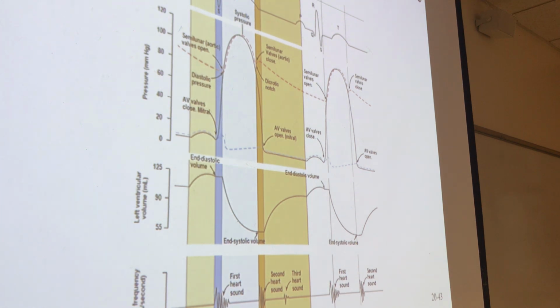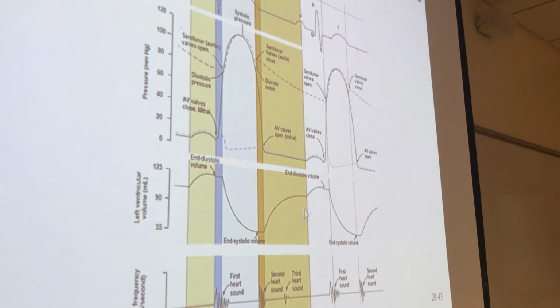Now, when our heart rate is 60 beats per minute, that passive filling time is very long, really long, like four or five tenths of a second, right? That's a long passive filling time. And when it's that long, passive filling accounts for about 80 to 85% of the flow into the left and right ventricles.